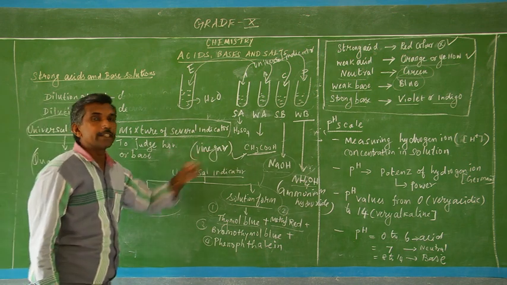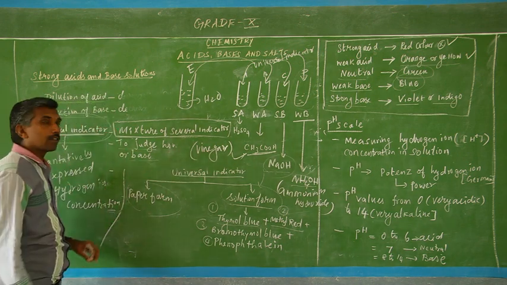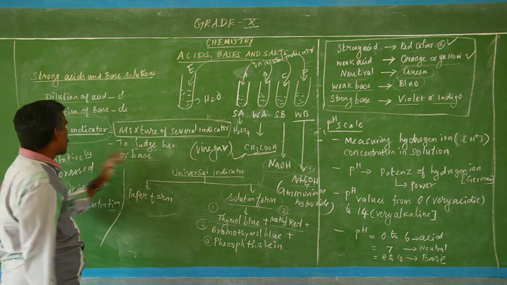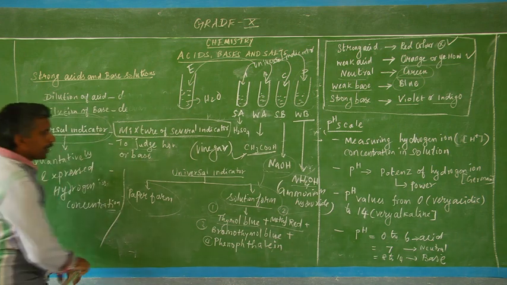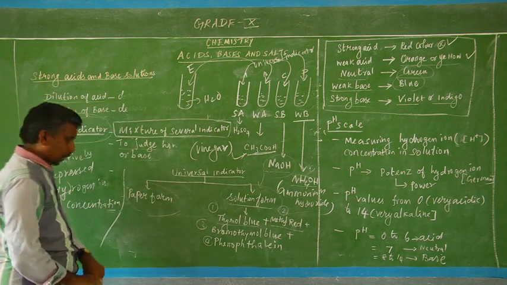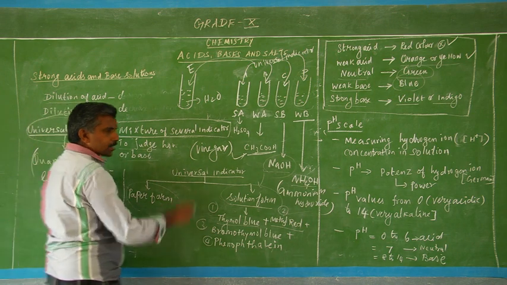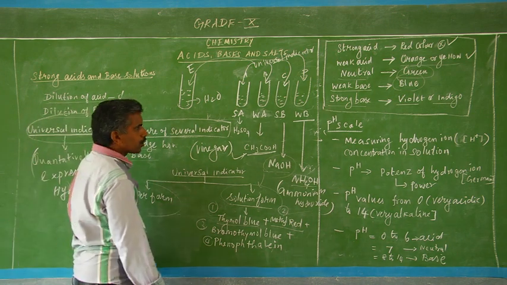A mixture of several indicators. What is the use? To judge how strong an acid or base is. Universal indicator comes in two forms: one is paper form, another one is solution form.